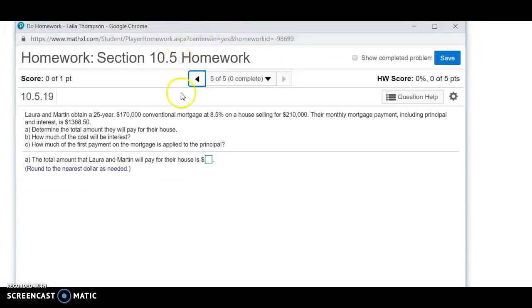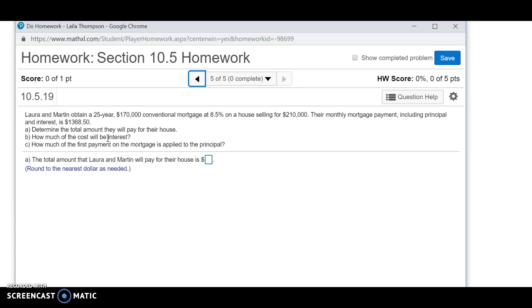Okay, so let's look at an example from Section 10.5. Section 10.5 uses the same installment or monthly payment formula that Section 10.4 used. In this question, it asks us to determine the total amount that Laura and Martin paid for their house, how much of this cost will be interest, and how much of the first payment is applied to the principal.